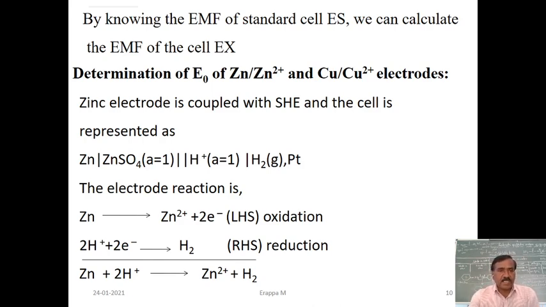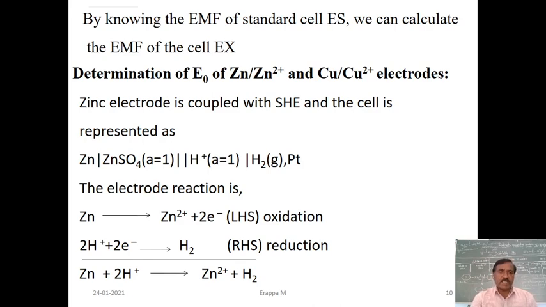Next is determination of E0 value for zinc and E0 value of copper. The zinc electrode is coupled with SHE. In order to determine the E0 value for the zinc electrode, it is coupled with the standard hydrogen electrode, forming a cell. The EMF can then be determined using the compensation method. The left-hand side is the zinc electrode and the right-hand side is the hydrogen electrode. These two electrodes are connected by means of a salt bridge.